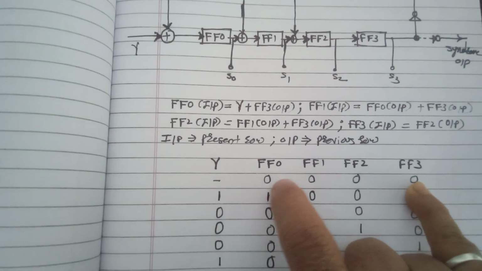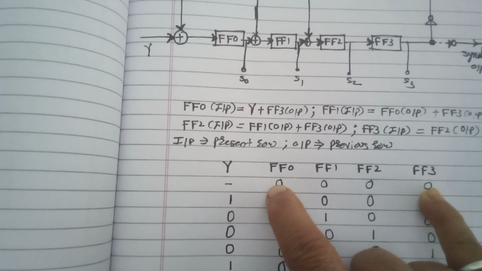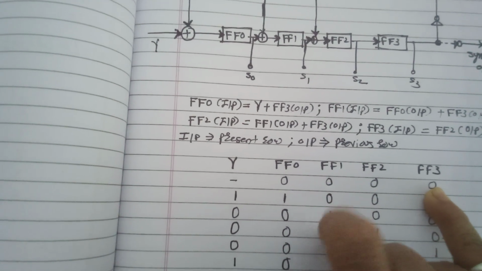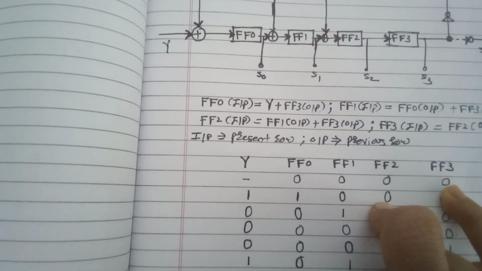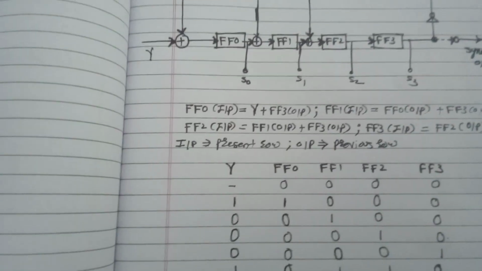Then flip flop 3 output plus flip flop 0 output is equal to flip flop 1 input, this 0. Then this flip flop 3 output plus flip flop 1 output is flip flop 2 input, this 0. Then this 0 appears here. Same operations you have to do for each row.